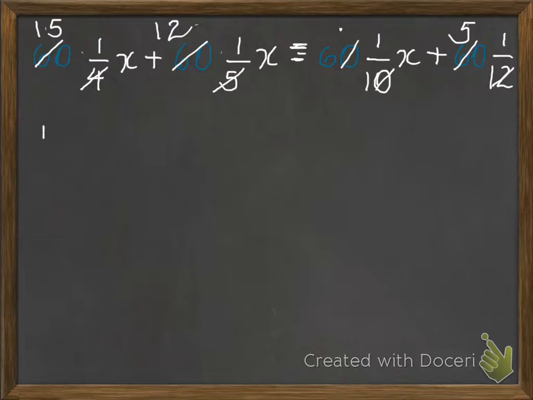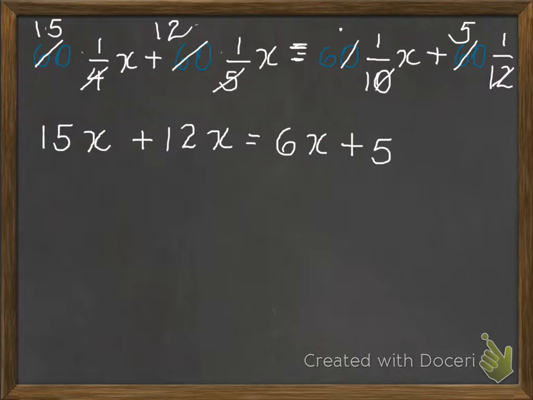So now we have 15x as our first term. That's all that's left in the first term, plus 12x equals 6x plus 5. Simplify the left side by combining the like terms. 15x's plus 12x's is 27x's equals 6x plus 5.